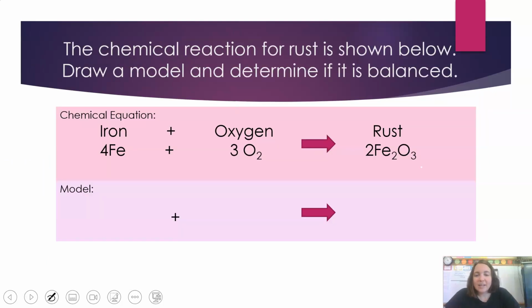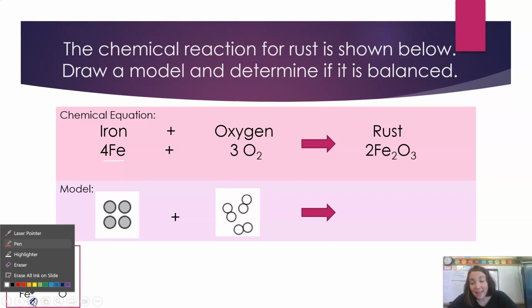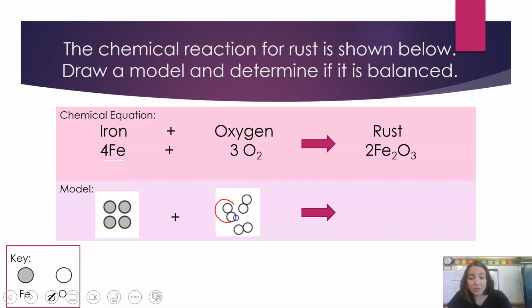Lastly, let's take a look at a chemical reaction. This one shows the reaction for rust. We will draw a model and determine if it is balanced. So the chemical equation they gave us is 4Fe. So I must have 4 single iron atoms, and as you can see in the key, the Fe is the gray circle. So I have 1, 2, 3, 4. They are not chemically bonded. 3O2, so I have my O2 molecule, and then I have to have 3 of them. So you can see 1, 2, 3 of them.